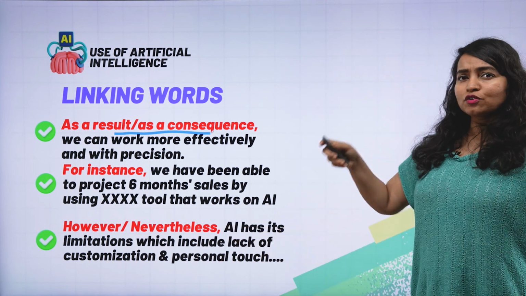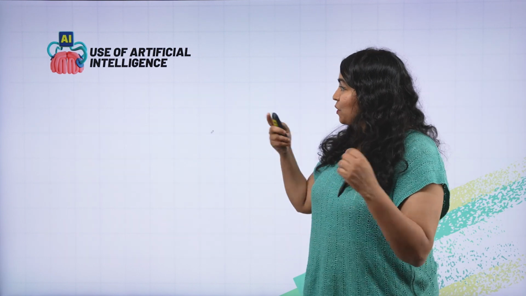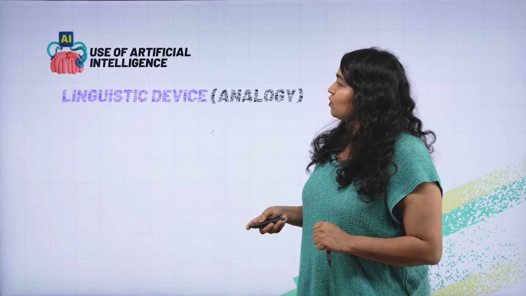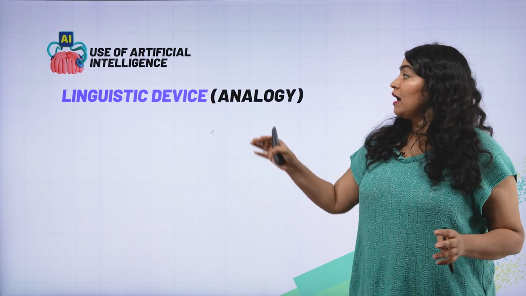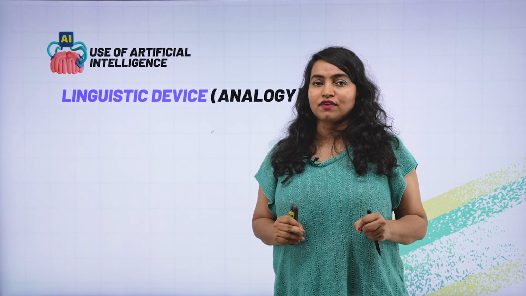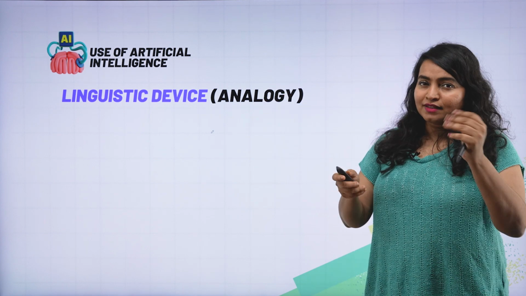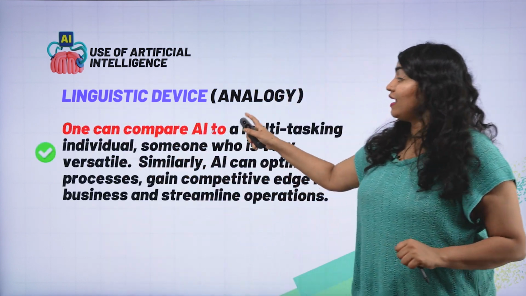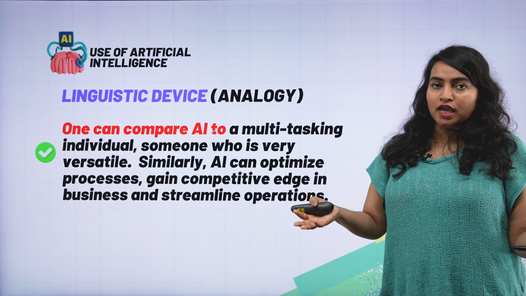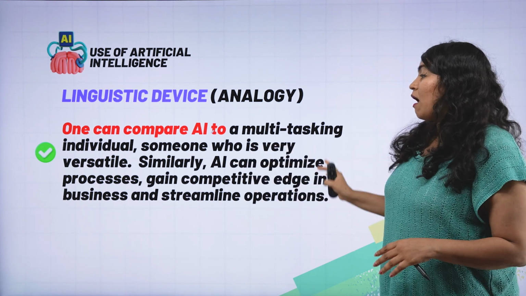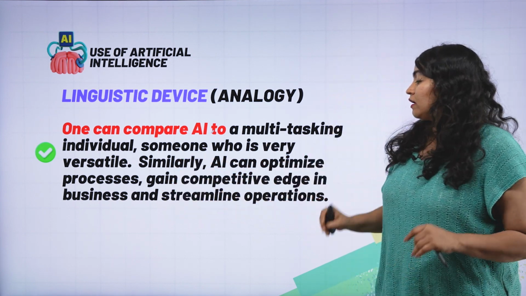So, you see, we're going through the entire structure of the presentation using the cheeseburger structure. Anyway, let's go to the next part of our cheeseburger structure, which refers to the linguistic device. Now, there are many linguistic devices, but I'm going to talk about a really great linguistic device which will add nice spice to the way you speak, which is analogy. Let's have a look. One can compare AI to a multitasking individual, someone who is very versatile. Similarly, AI can optimize processes, gain competitive edge in businesses, and streamline operations.